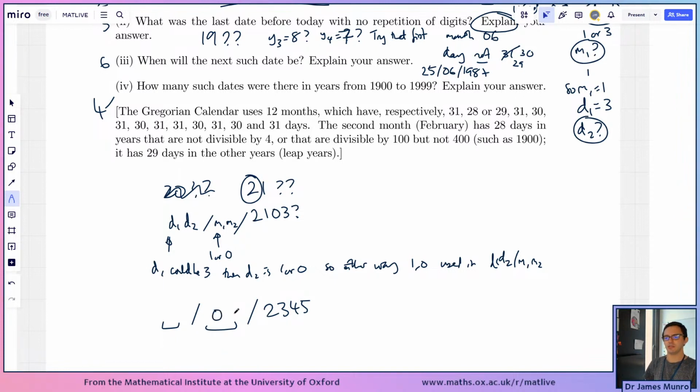Can I use January? No, because I need a 1 or a 0 for D1 or D2. So I've got to use the next number that's available, which is 6. And then over here, I'm going to use my 1 as the first date of this bit, and then I haven't used a 7 yet, which is the next smallest available number. So I think 17th of June, 2345. That's my answer for that part, which is decent distance into the future.